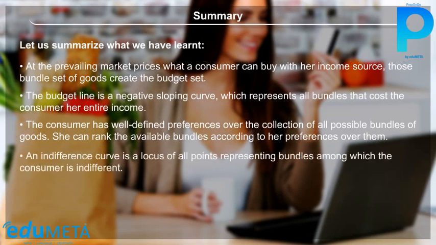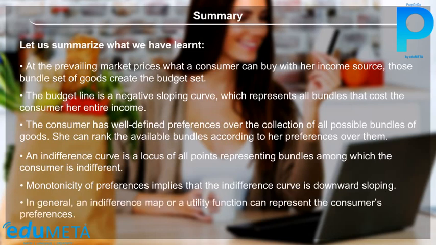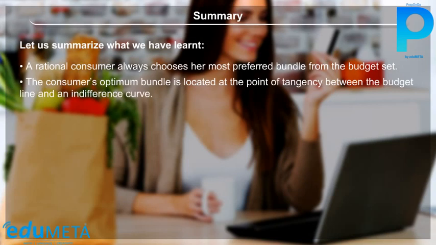An indifference curve is a locus of all points representing bundles among which the consumer is indifferent. Monotonicity of preferences implies that the indifference curve is downward sloping. In general, an indifference map or a utility function can represent the consumer's preferences. A rational consumer always chooses her most preferred bundle from the budget set. The consumer's optimum bundle is located at the point of tangency between the budget line and an indifference curve.